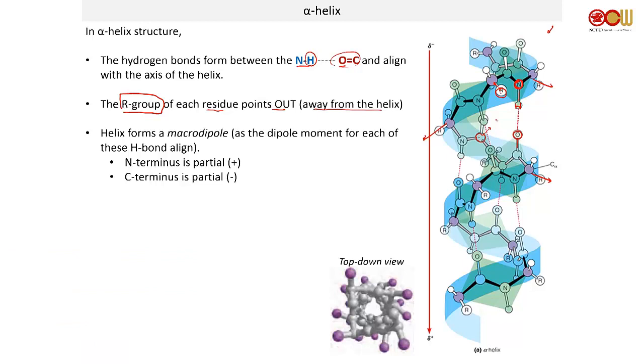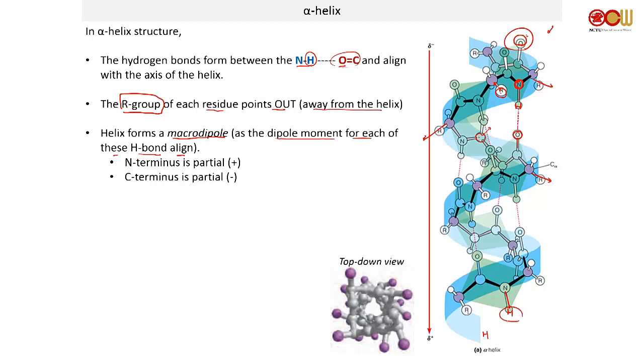Now, another thing to know about alpha helices is that most helices form a macrodipole. What that means is that there's going to be a dipole moment for each of these aligned hydrogen bonds. As the hydrogen bonds align, for example here, this is the oxygen. Down here, this is more of the hydrogen. So you still have a dipole moment for the entire helical structure, because towards the top, you have the carbonyl, and down the bottom, you have the hydrogen.